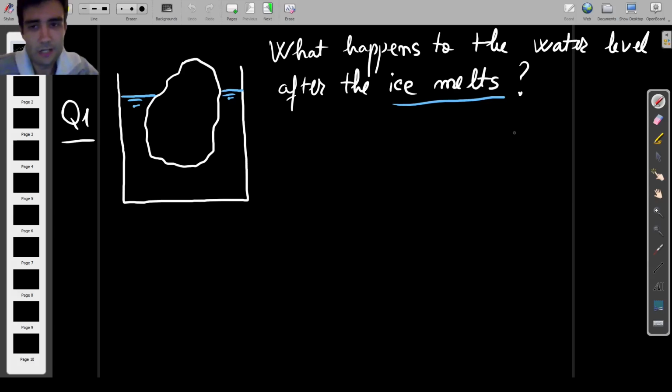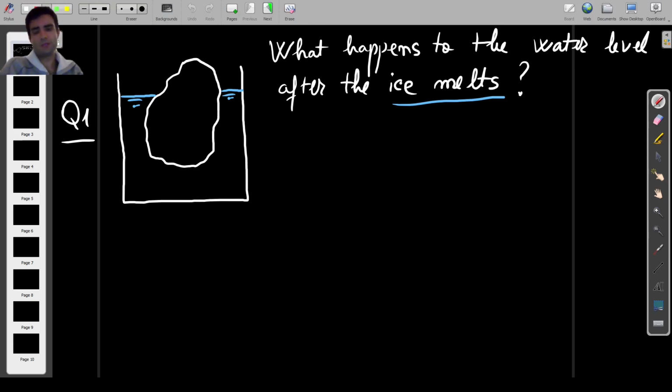So this is actually a classic problem in fluid mechanics. And what it's asking is the following. We've got a glass of water, and inside the glass there's a chunk of ice, which can be any shape. And then the question is, what happens to the level of water after the ice melts?